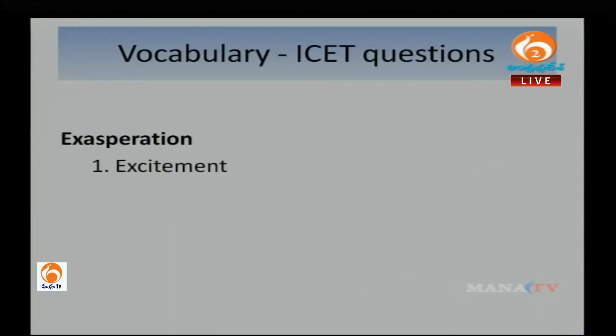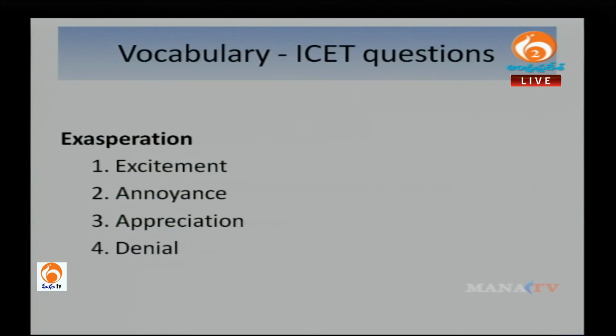Let's look at the next word. Next word is exasperation. Exasperation is our next word. Let's see what are the possible answers and options given for this word. Excitement, annoyance, appreciation, denial? So this is some sort of an emotion or some sort of an expression, right? From the options you can clearly understand that it is some sort of an expression. You are either showing excitement, annoyance, appreciation or denial.